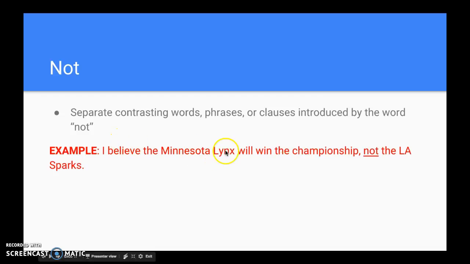So what we have here is one idea, and this idea is that the Lynx will win the championship. Our contrasting or opposite idea is that the Sparks won't win. And here we have the word not for that. The word not is basically introducing this contrasting idea of the LA Sparks, a different team. So if I say I believe the Minnesota Lynx will win the championship, not the LA Sparks, I need a comma to separate those two things joined by not.